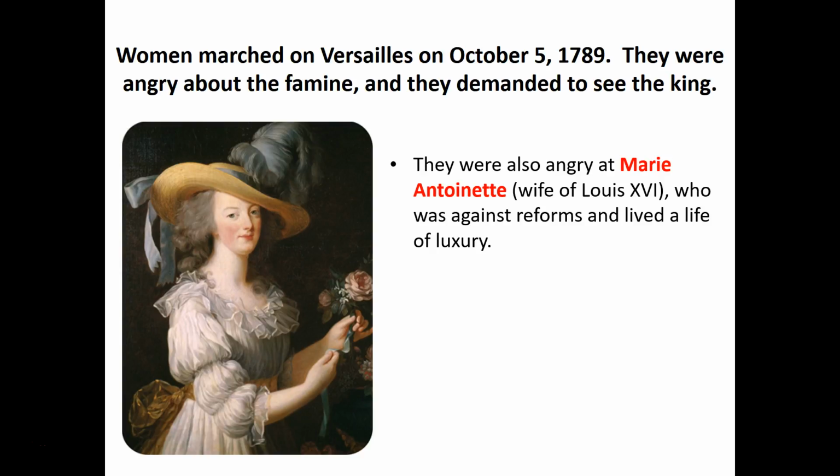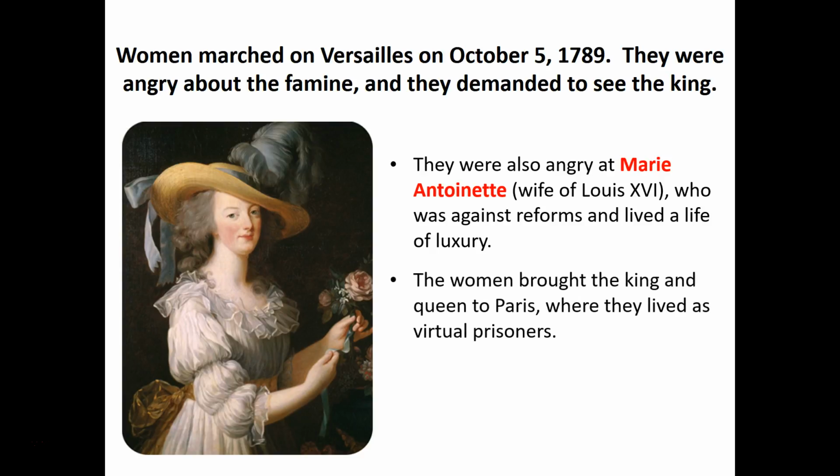Now, these women who were marching out to Versailles in the pouring rain in October of 1789 had heard rumors that the Queen had large amounts of grain stored at Versailles, and they came out there demanding access to that, but more importantly, expressing their anger at the Queen and at the King.